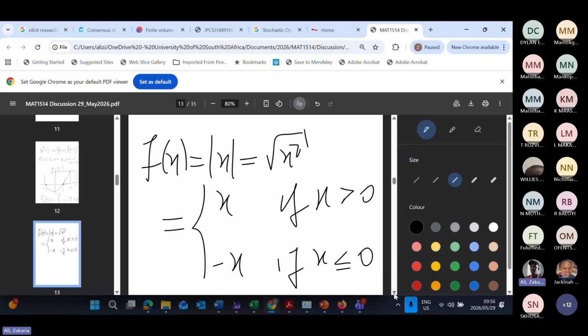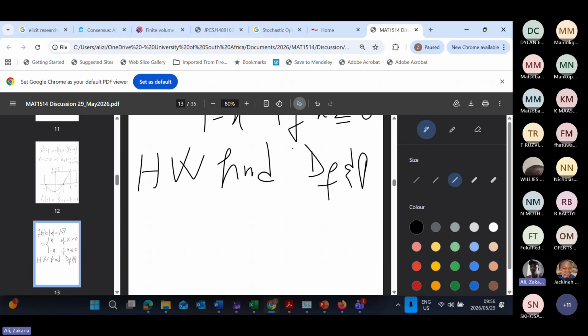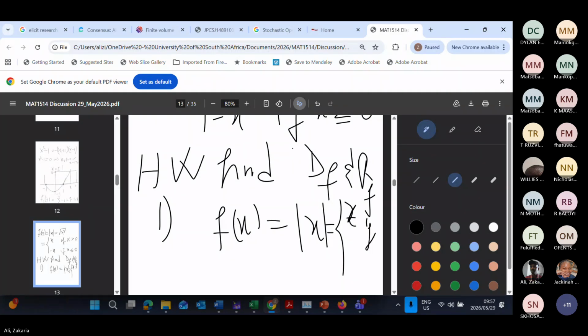So I'm going to give you homework. Find the domain of the piecewise defined function and the range. Find Df and Rf for the given functions below. Number 1: f of x equal to the absolute value of x, given by x if x is greater than 0, and minus x if x is less or equal to 0.